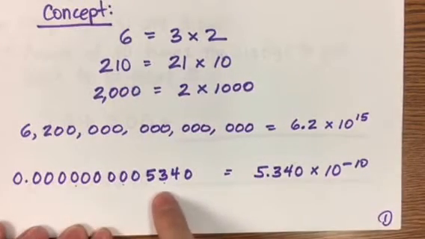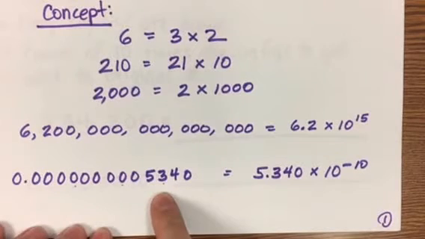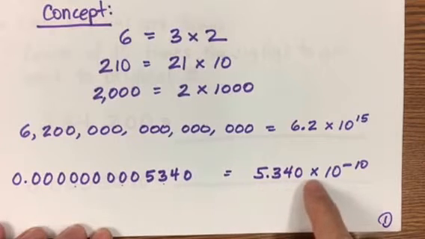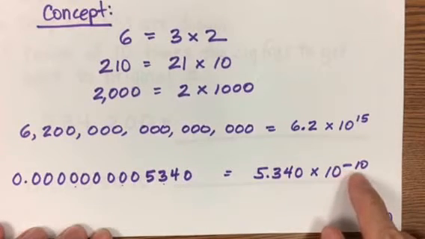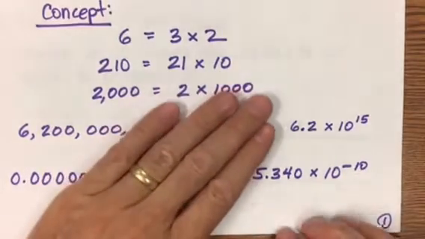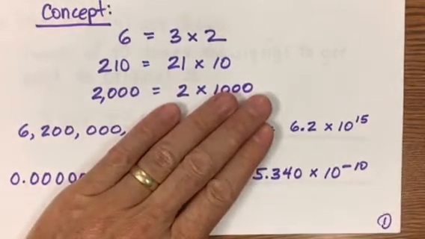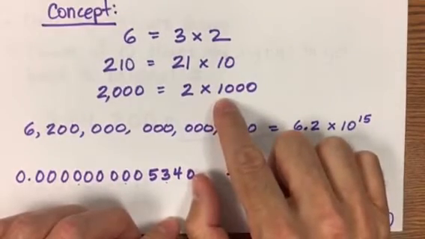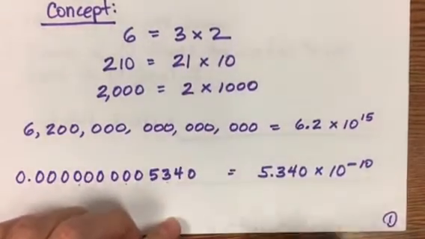Here's a very small number, which I also will not try to pronounce, but this number could be written as 5.340 times 10 to the negative 10th power. And these two are examples of scientific notation. This is not an example of scientific notation, and neither are these.